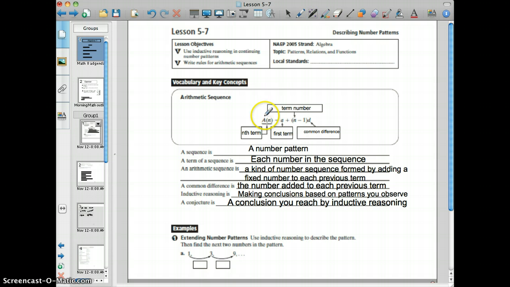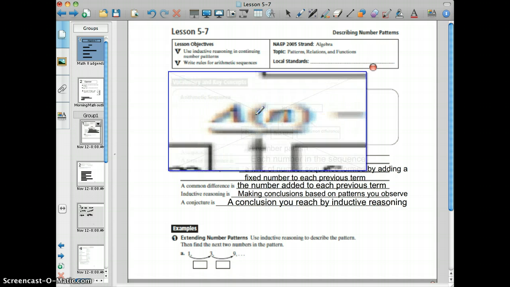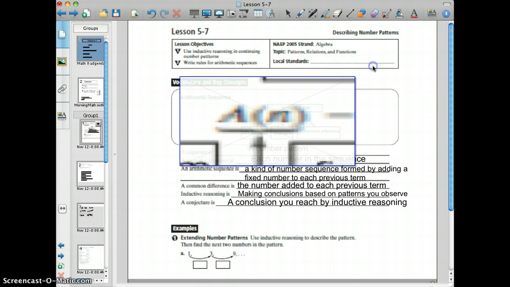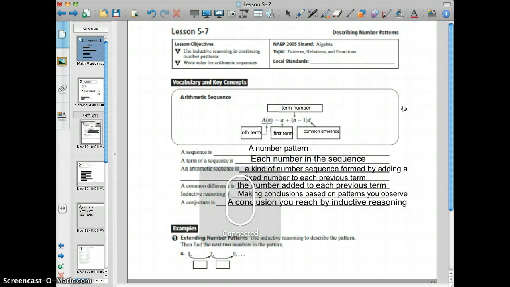Let me get my magic pen out. We're using function notation. Okay, so a of n is our function notation. And a of n is going to equal a plus quantity n minus 1, closed quantity, times d, which is the common difference. Okay, so a is the first term here, n is the term number, and then d is a common difference. So let's look at a few definitions here.